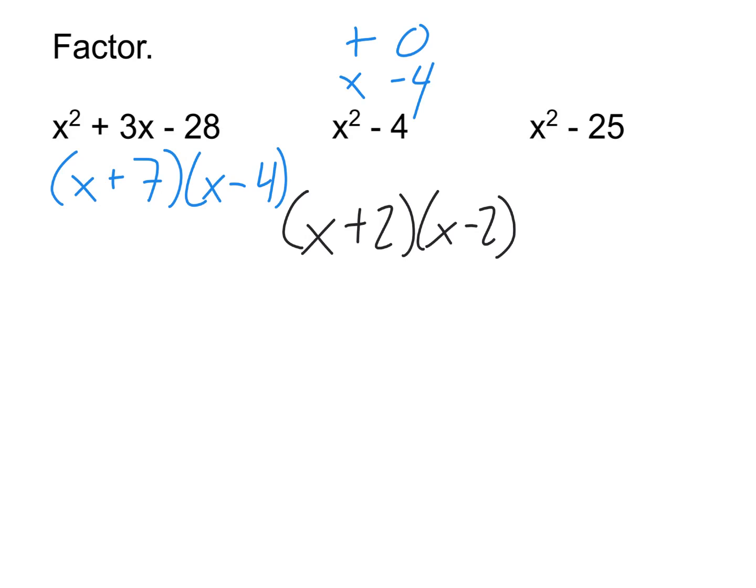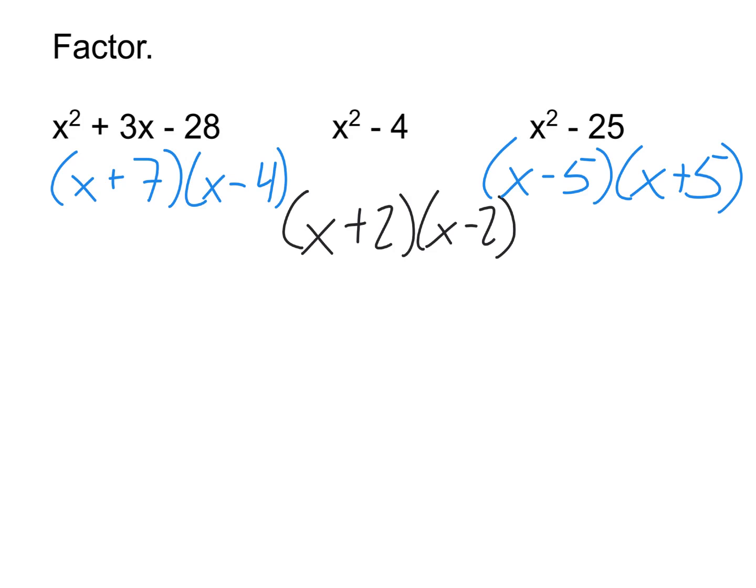All right, and then finally, we do the same thing here for our x squared minus 25. For that one, I'm adding to 0 and multiplying to negative 25. Think about the different ways I can get to the negative 25. It's got to be a negative 5 and a positive 5. And so that's our factored form there.